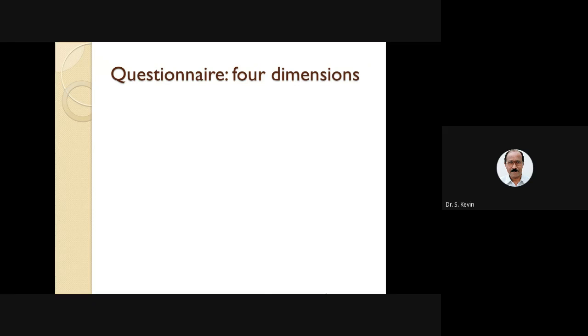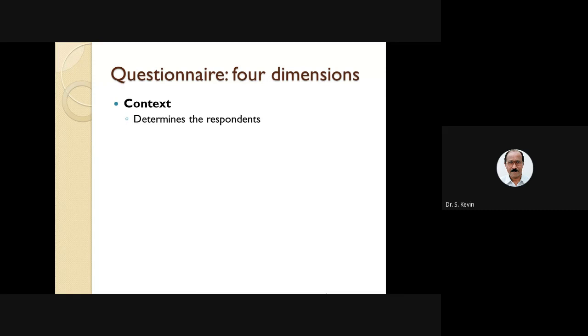So we are trying to understand the questionnaire. There are 4 dimensions to the questionnaire. We will see the 4 dimensions. The first one is the context of the questionnaire. We are preparing the questionnaire for a particular purpose. There is a context, a reason why we are preparing it. We have a study. We want to get data from a group of respondents, primary data. So that is the context of the study.